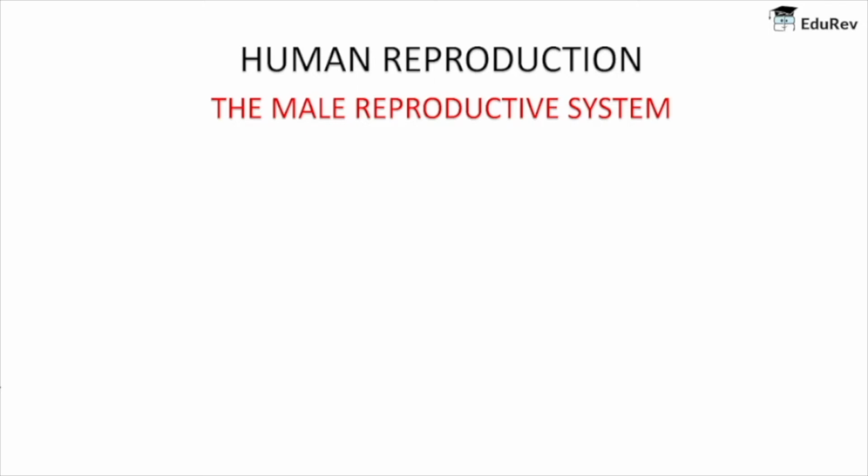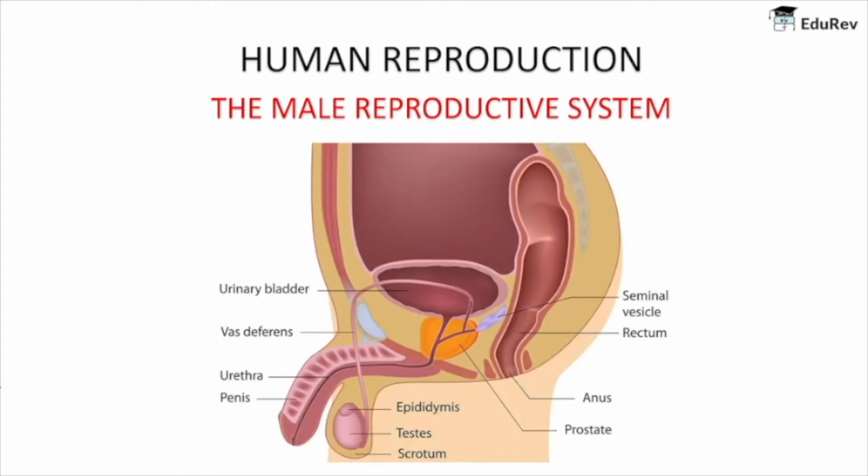In this session of Human Reproduction chapter, we are going to discuss the male reproductive system. You can sit with your pens and notebooks to note important points also, because this chapter is very important. So, let us begin with our topic.